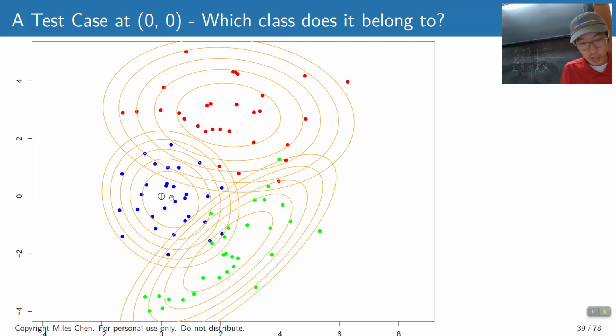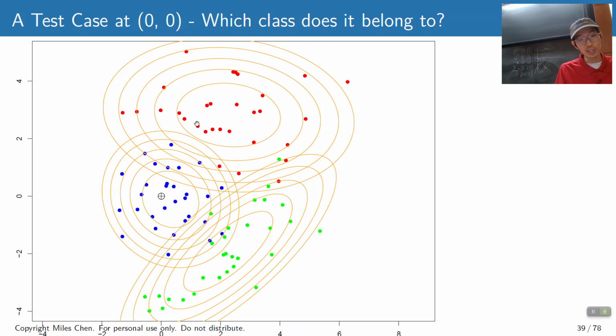So let's say I have a test case here at 0, 0. And I say, all right, is this class A, which is red? Is this class B in blue? Or is this class C in green? And we look at this and we say, okay, if it's at 0, 0, it should be class B, right?